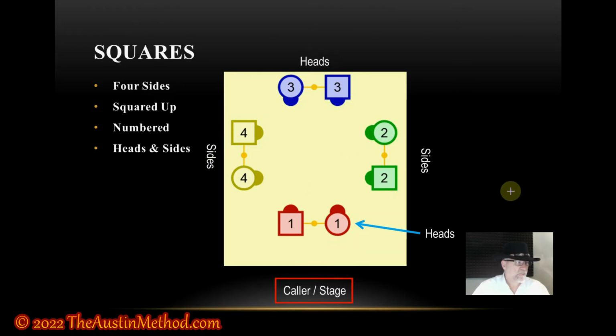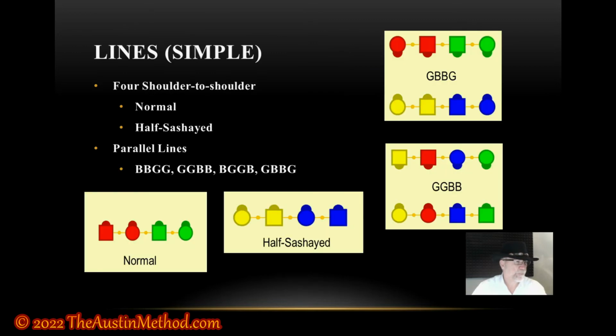And then we have heads and sides. So the caller's wall is a head wall. The wall the caller is facing is a head wall, and the other 2 are sides. Lines. So these are simple lines in that everybody is facing the same way. It's 4 people who are shoulder to shoulder.